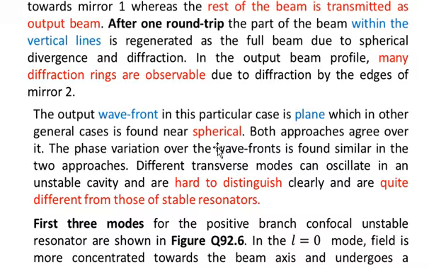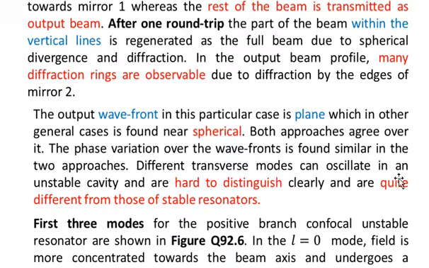But only in our particular case that we are presenting over here, the wavefront is plane, but in general it should be spherical. So this spherical wavefront is being supported by the wavefront theory, and also by the wave field phenomena and also by the geometric optics phenomena. The phase variation over the wavefronts is found similar in the two approaches, that is in both approaches, the geometric optics approach and the physical optics approach.